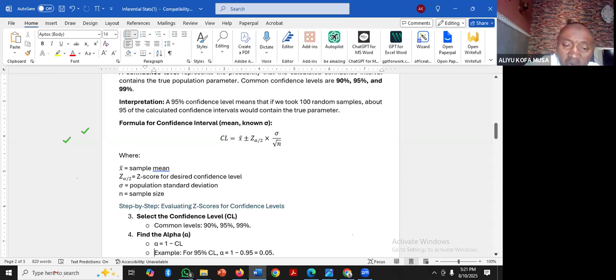So you can see the confidence interval, CI, is equal to X bar plus or minus Z subscript alpha over 2 times sigma over root n. What is X bar? Sample mean. You know, we said you are going to take a sample from what? Populations. Sample from the populations.